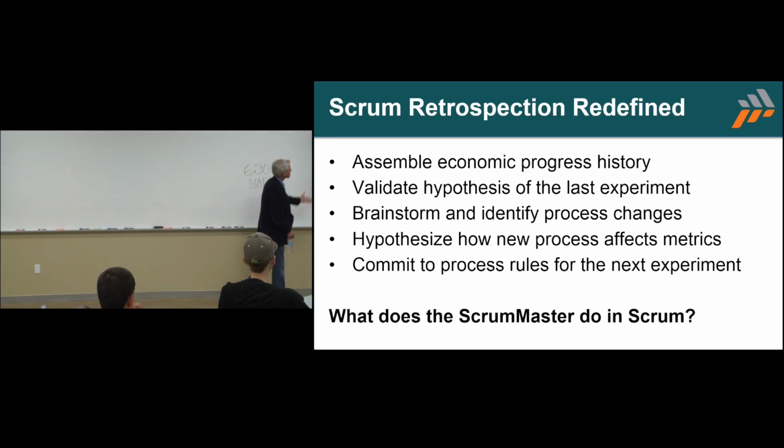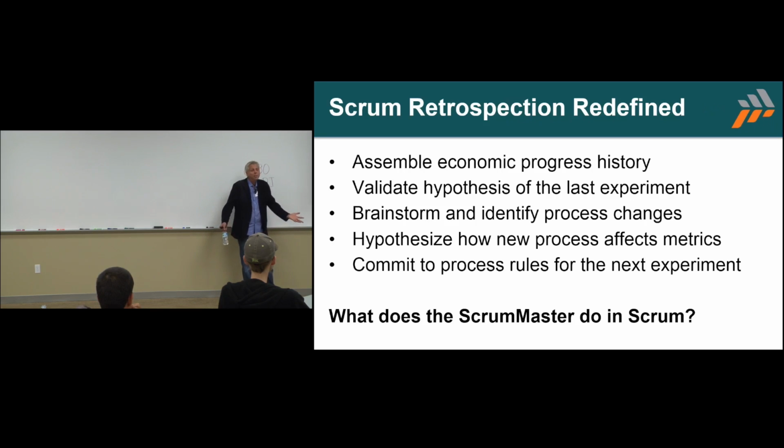Okay, so then I just constructed the Scrum retrospective for you, but in a different way, right? I said we look at the economic progress historically. We validate the hypothesis of the last experiment, so that these metrics look like what we expected them to look like. Are they higher, lower? What happened? We might discover that these dependencies that we had in our ready criteria, that this prohibition on dependencies accelerated us far more than 20%.